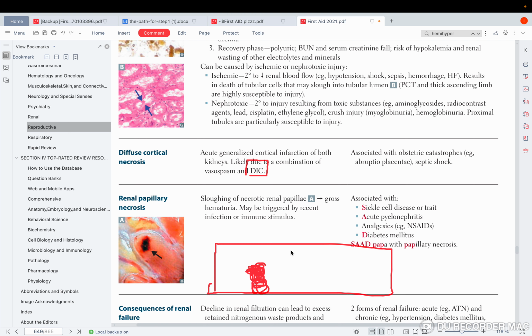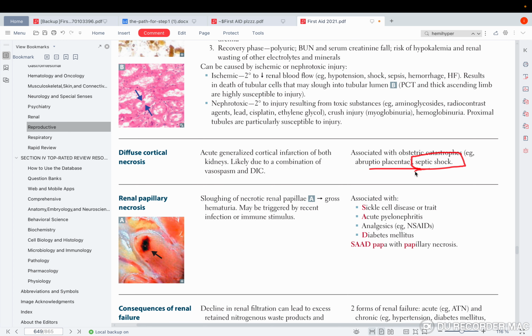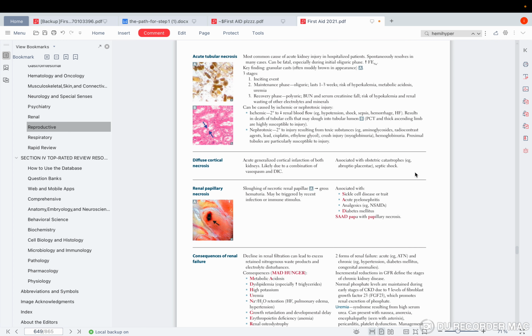After having this hypercoagulable state, to make all of these thrombi, you needed a lot of platelets. So you had platelet consumption and the clotting factor consumption as well. So you have less clotting factor, less platelets, that led to a hypocoagulable state. The hypocoagulable state basically can kill you. Okay, so it's because of DIC and vasospasm. It's associated with obstetric catastrophes. For example, abruptio placentae, which is most commonly due to hypertension. We'll speak about it in reproductive. And septic shock, which we'll speak about in microbiology.